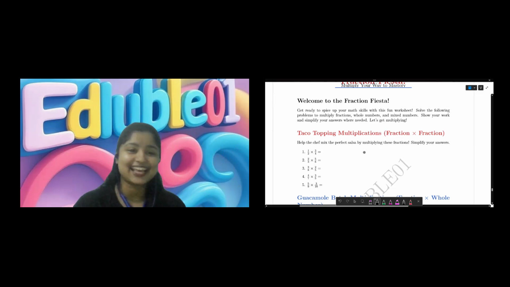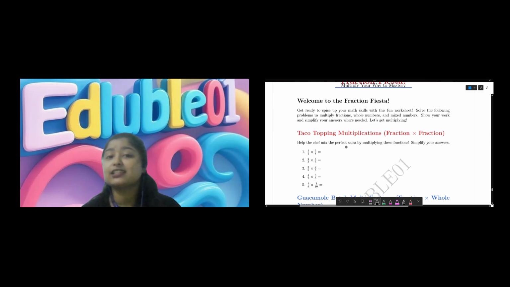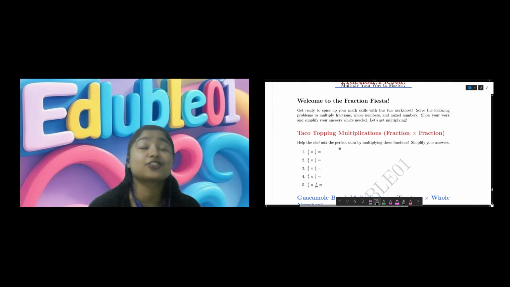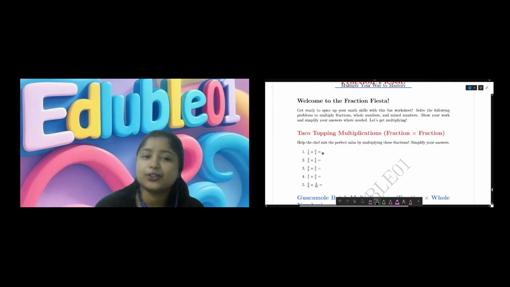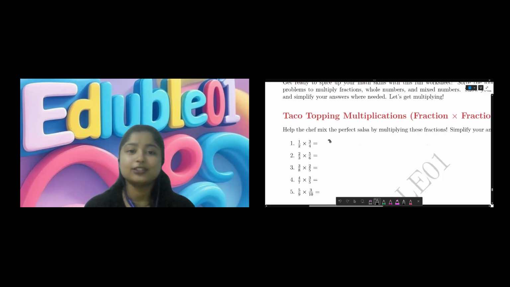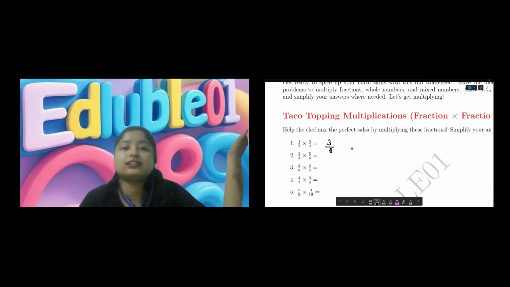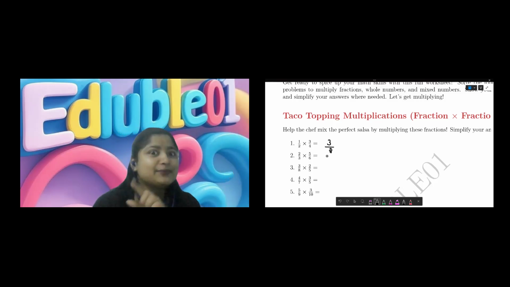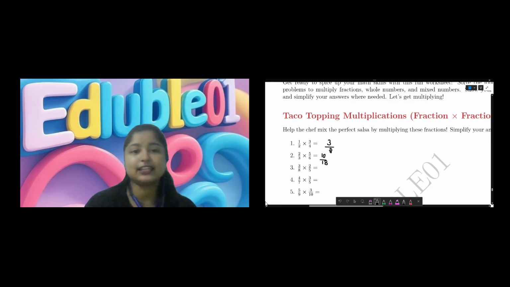Taco topping multiplications. Yes. So help the chef mix the perfect salsa by multiplying these fractions. Yuppie. See, that's going to be yummy. How are we going to do that? 3 times 1 is nothing but 3. So this is going to be 3. 4 times 2 is 8. That's it. The salsa is ready. But not completely. And 5 times 2 is 10. 6 times 3 is 18. So 10 over 18. Exactly.